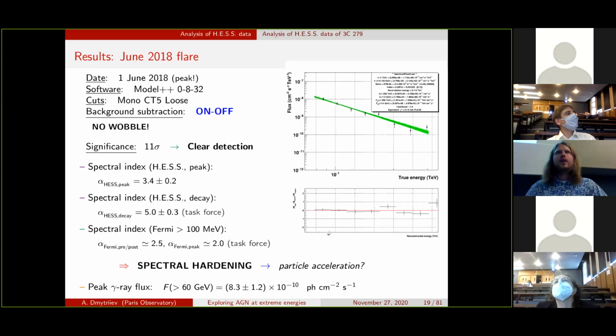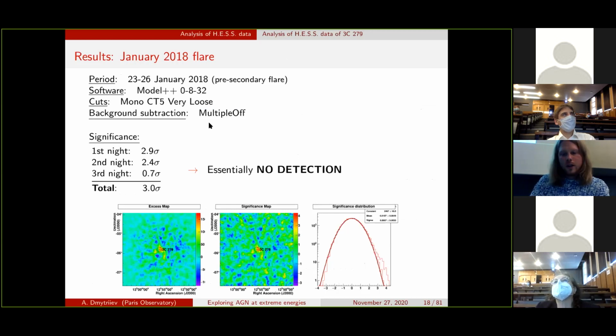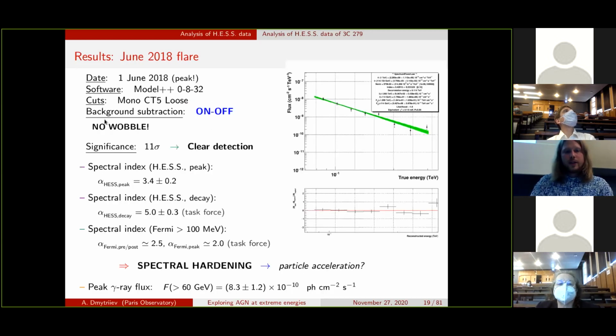And I decided to take this night to try to explore a different analysis approach. I used a background technique which is different from the one used for the January flare, which was multiple off. This is a non-standard technique. Using a dedicated tool in the HESS analysis software, I found an off run which is matching the on run collected during the peak of the flare.